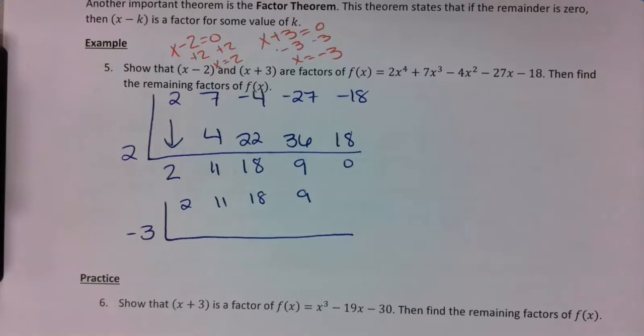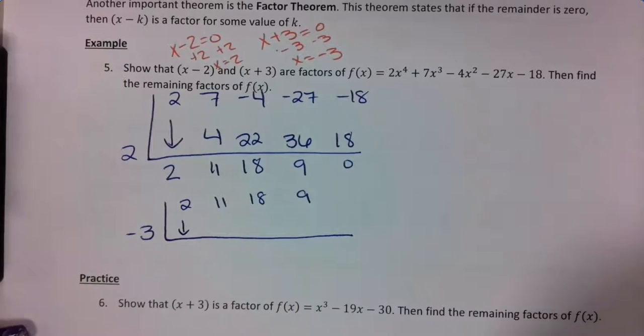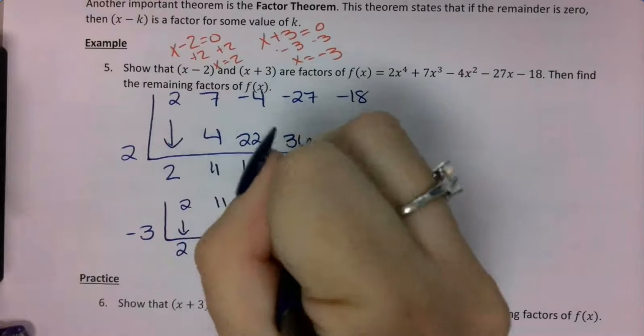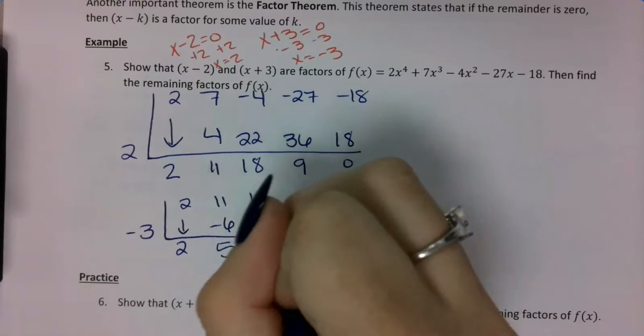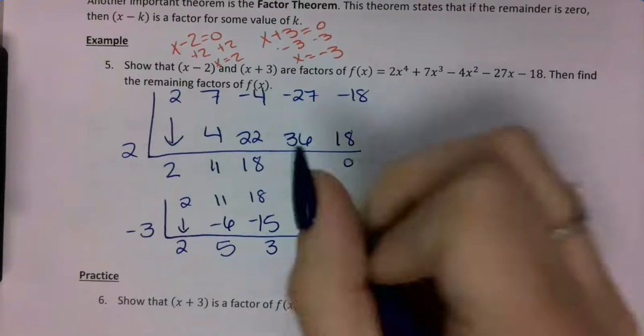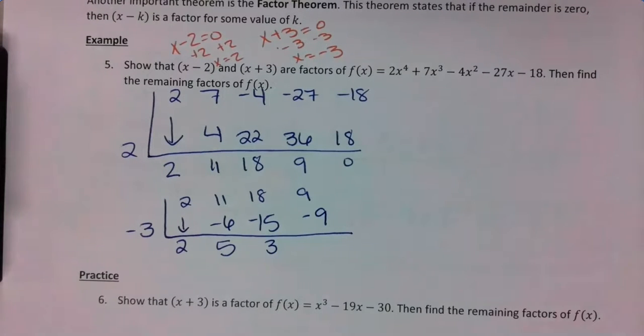So then, same thing, I'm going to bring down this 2. 2 times negative 3 is, what? Negative 6. 11 minus 6 is... 5 times negative 3. Negative 15. 18 minus 15. 3. 3 times negative 3. Negative 9. 9 minus 9. 0. So again, I got 0 as a remainder, so that means that is a factor.